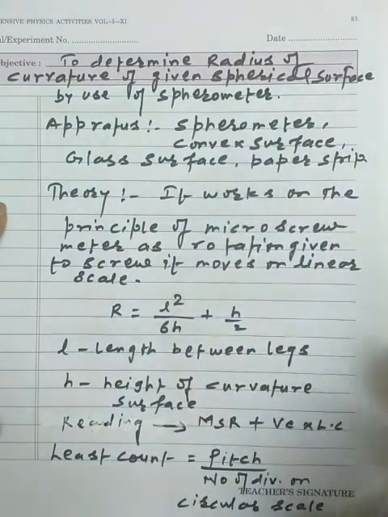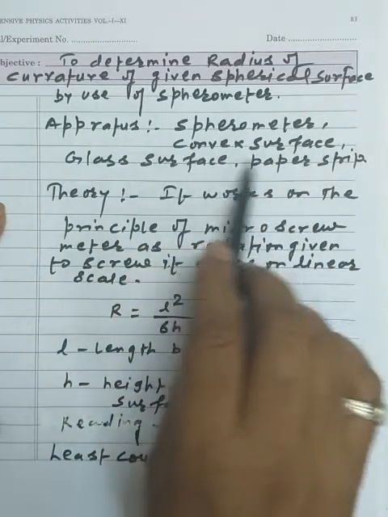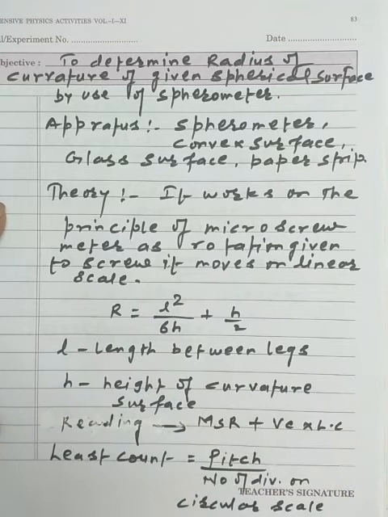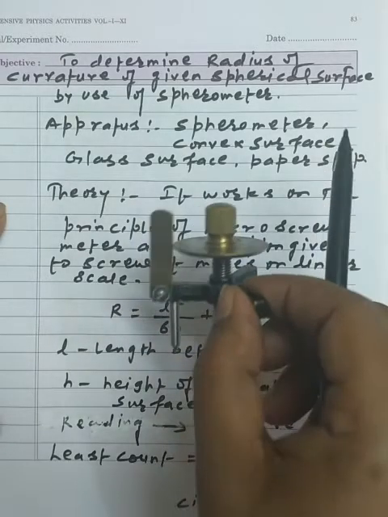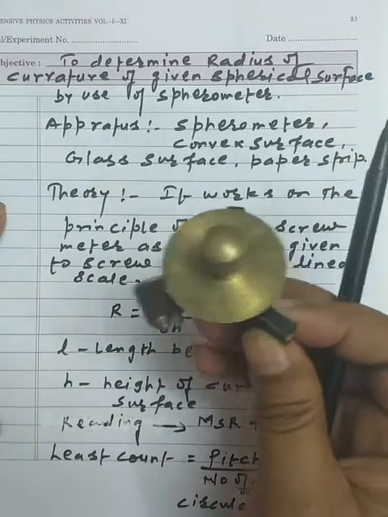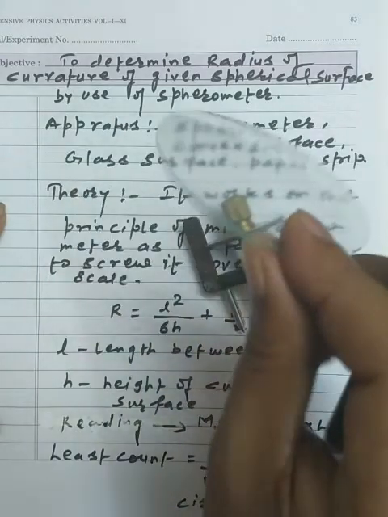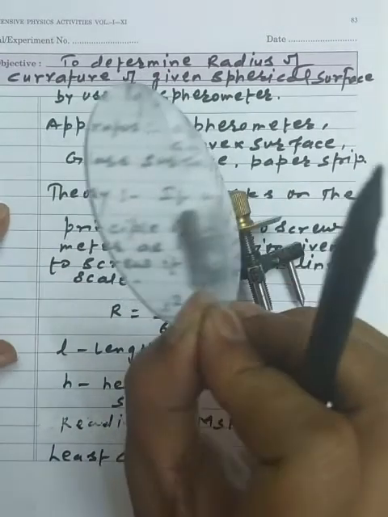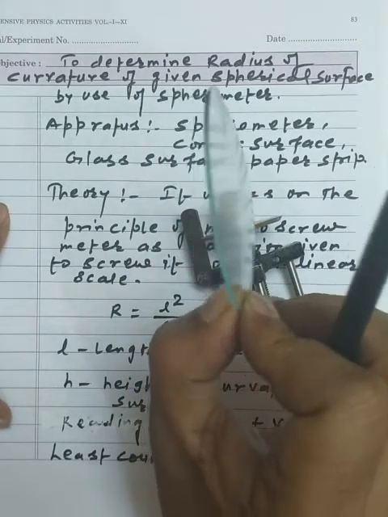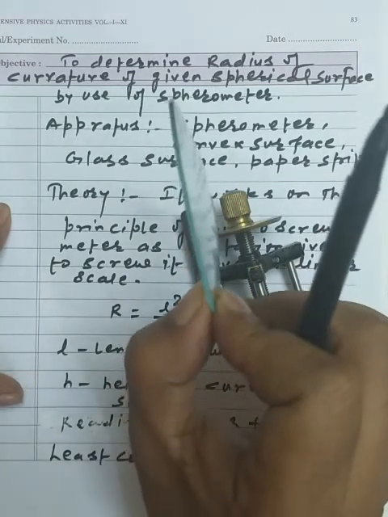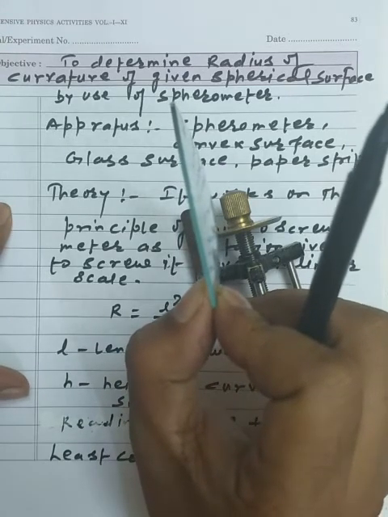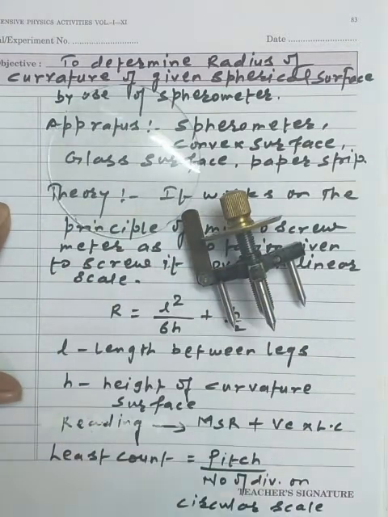The apparatus required: a spherometer, a convex spherical glass surface, a paper strip, along with a scale. I am showing the basic apparatus in front of you. This is the simple spherometer, which has different portions, and this is the glass surface for which we want the radius of curvature. If the surface is convex, what is the meaning of the radius of curvature? It is the distance from the pole to the focus.